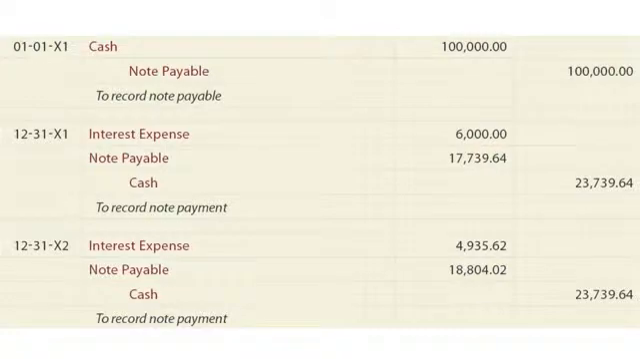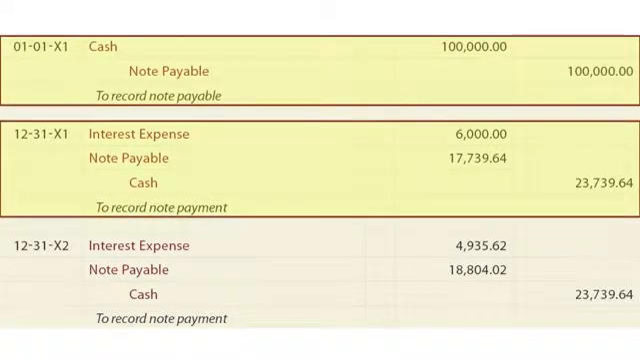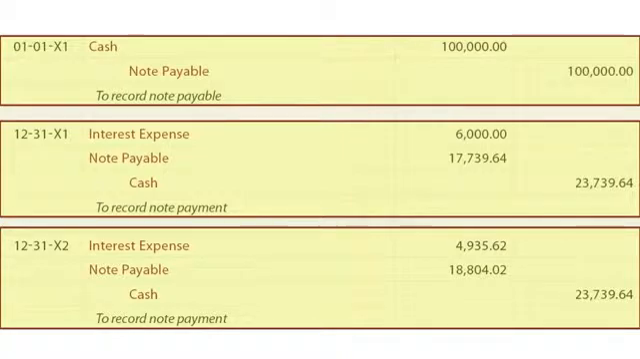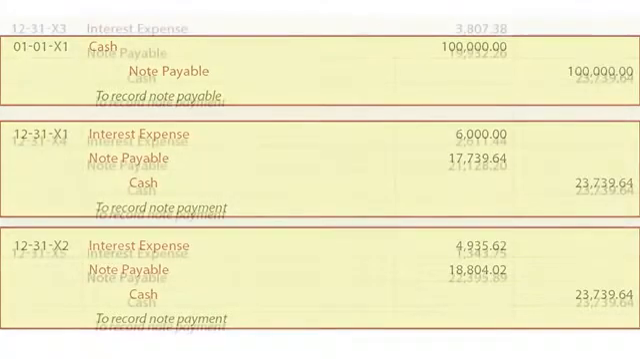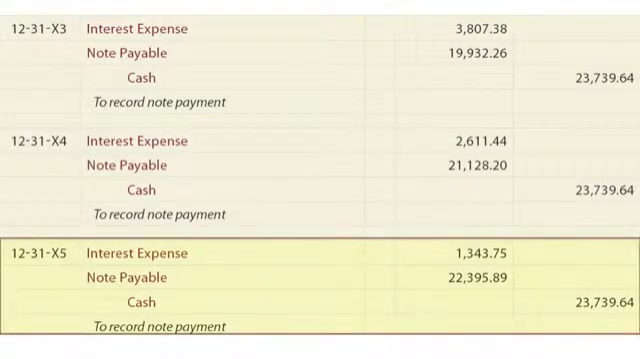But when we reduce this to journal entries, they become fairly simple. We borrowed $100,000, so we debit cash and we credit notes payable. The first year we make a $23,000 payment, $6,000 being applied to interest expense, and the difference being applied to reduce the note. The next year we've got less interest. Of the $23,000 payment, only $4,900 is interest, and the difference is principal reduction. This process would continue each year, and I'll just jump to the last year and note that the last payment of $23,000 satisfies the accrued interest of $1,343 and reduces the balance by $22,395, which wipes it out and says we're done and it's paid off.